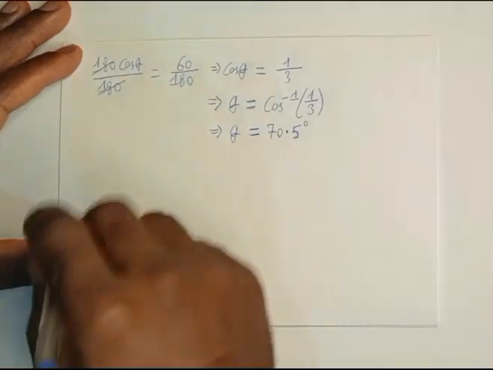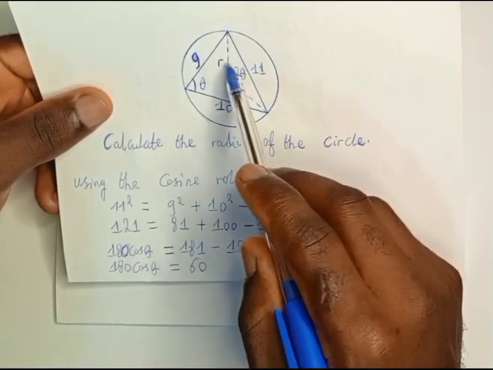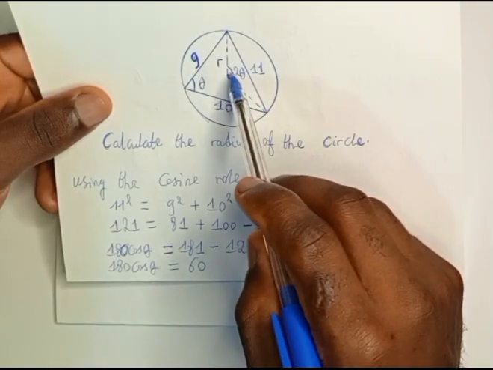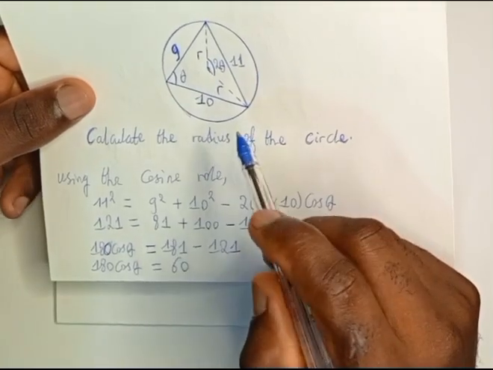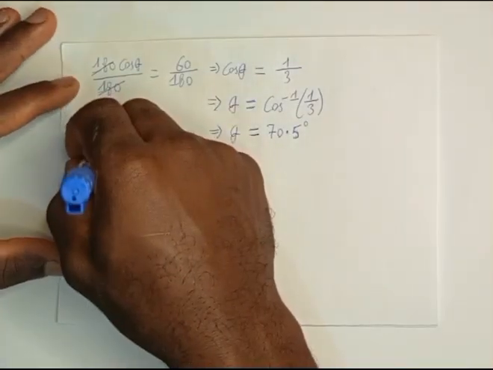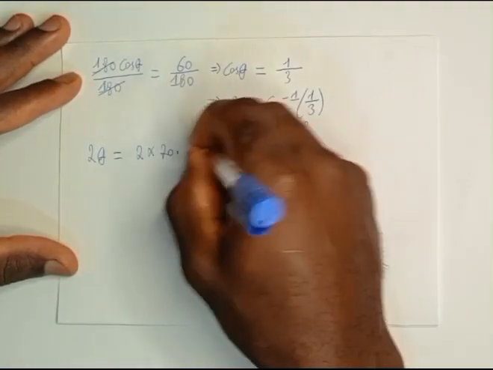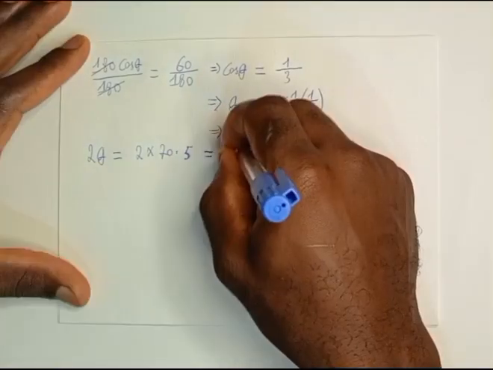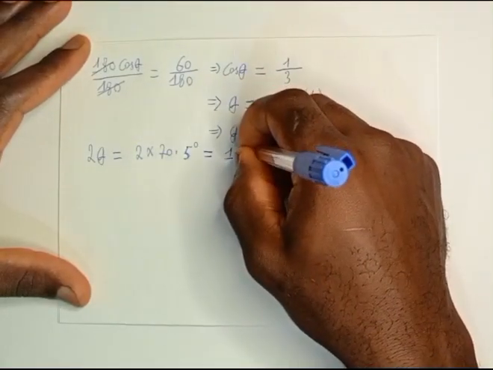Now, knowing the angle theta, we need to find the angle 2 theta, because this is another triangle with the 3 sides being r, the radius, and the opposite side to the angle 2 theta, 11. We are going to apply the cosine rule to find the radius of this circle. So we need the angle 2 theta. 2 theta will simply be equal to 2 times 70.5, and this will simply be equal to 141 degrees.